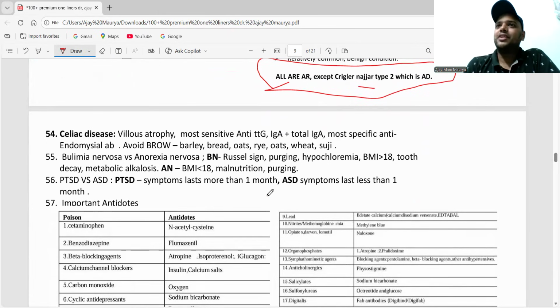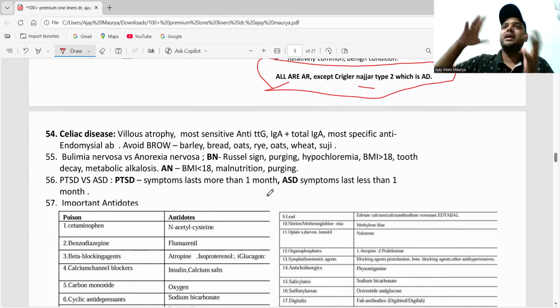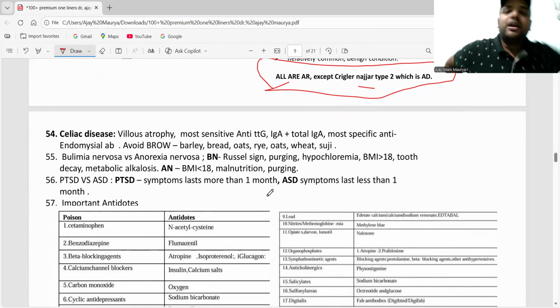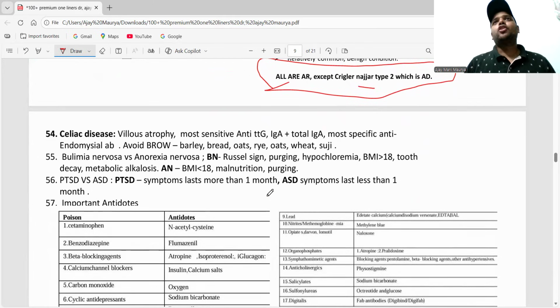Now there is a villus atrophy. That's why there is malabsorption. Whenever a patient comes to you and says, doctor, whatever I am eating comes out in the stool, he is passing the stool whenever he eats because of the malabsorption.